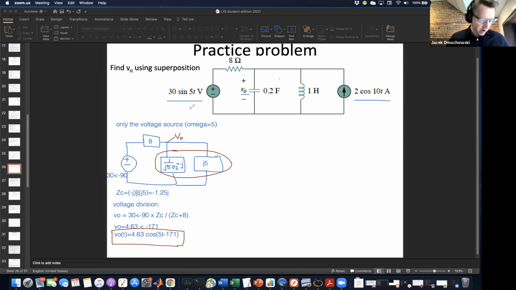Okay, before I move on to the current source, does anybody have questions as to what I did to solve for V naught with the battery in place? All right. Jump in with questions whenever you have them. I'm just confused about the voltage division step.